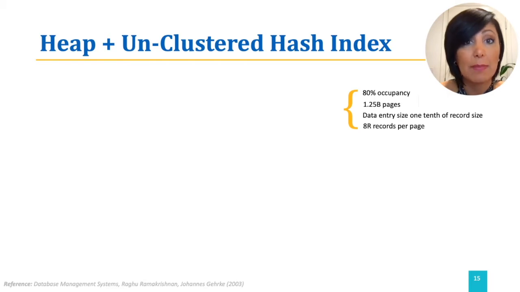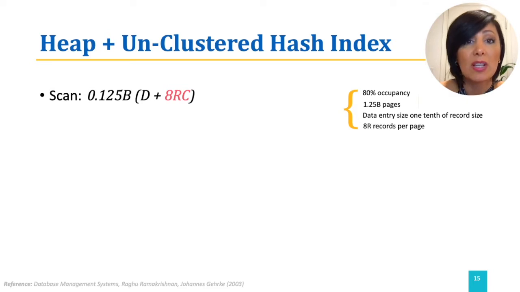The scan of the heap file using the index file is going through all the index data entries and fetching the corresponding data records. This is going to give us the records in a sorted order. Reading all the entries of the index file will take 0.125B times D plus 8RC.